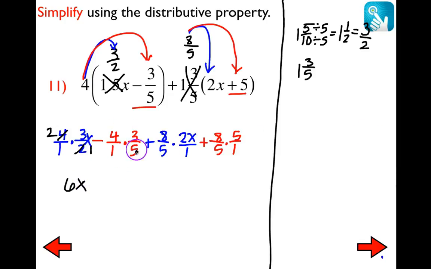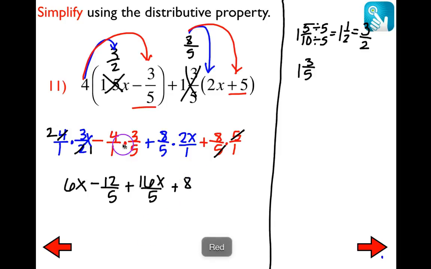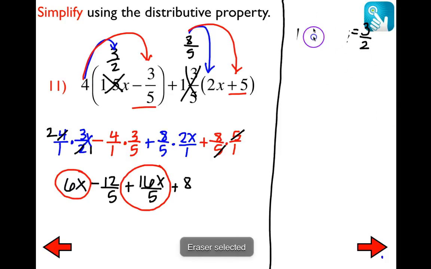Perfect. Here, can I cross cancel? Unfortunately, no, so I'm going to go ahead and put minus 12 over 5. Here, again, I'm going to check to see if I can cross cancel. I can't. So I'm going to put plus 16x over 5. Here, can I cross cancel? Yes, the 5's cross cancel, leaving me with plus 8. Now what I must do is combine like terms. I'm going to combine a 6x with a positive 16x over 5. I'm going to go ahead and erase this to make myself some space.